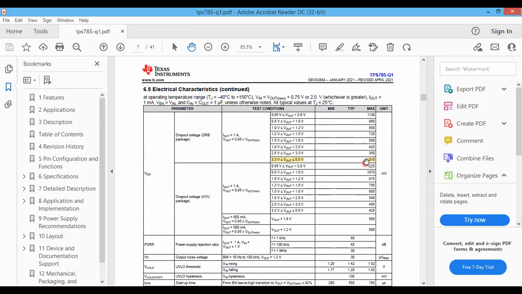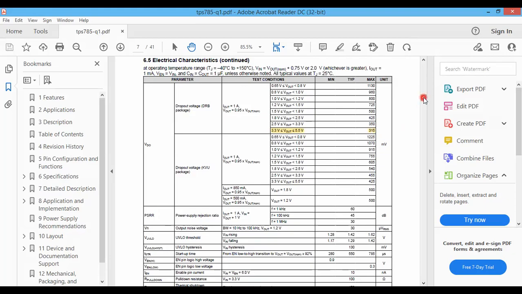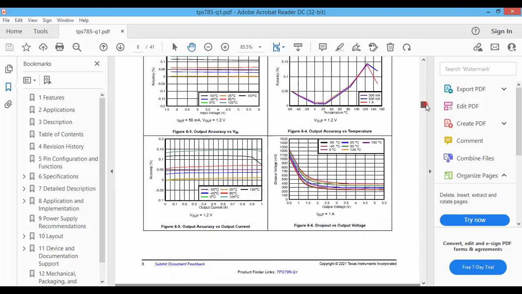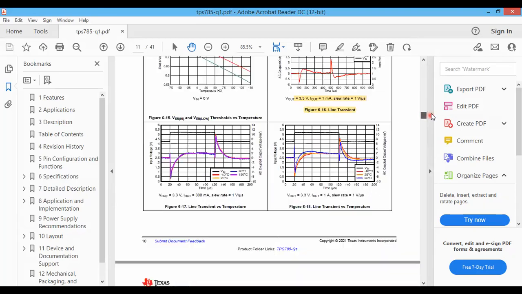So the dropout voltage is typically 315 millivolts. That is the drop across your series pass device. That is a very low value, right? Which means you can run your LDO at very high efficiency.